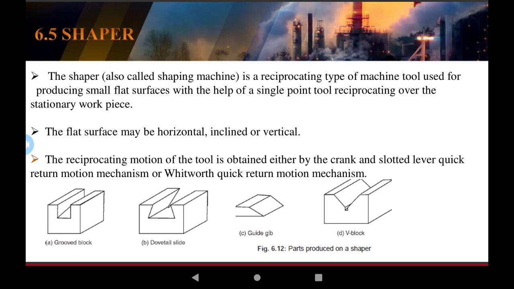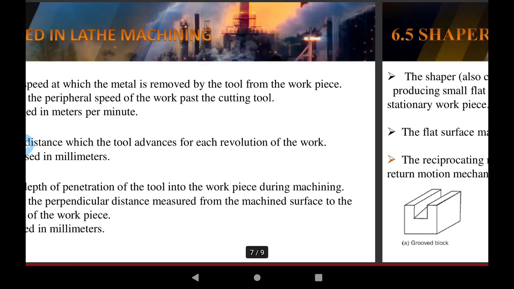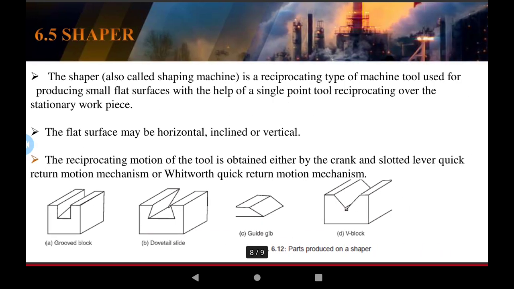And this is the operation. See the dual tilt slide. This is the guided tool of the machine, and this is the V block for cutting, with the machine part supported on the surface.